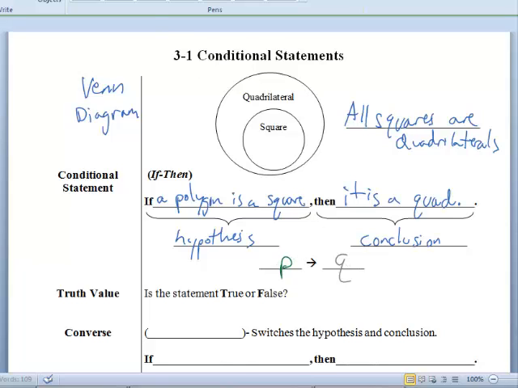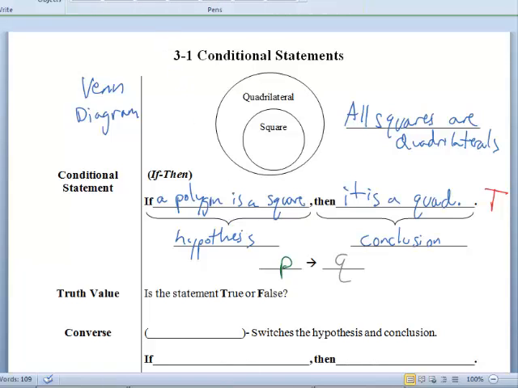Next piece is we want to talk about a truth value. There's a truth value to this statement. The truth value is whether it is true or false. My statement, if a polygon is a square, then it is a quadrilateral, is true. In order for it to be a square, that makes it a quadrilateral. Not all conditional statements are true, but this one is.